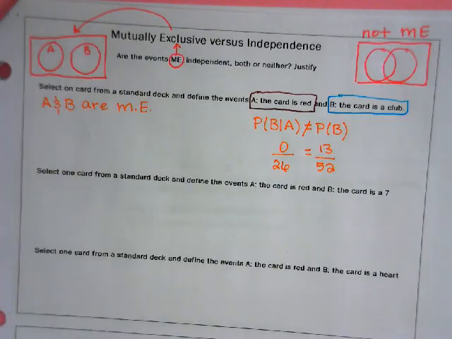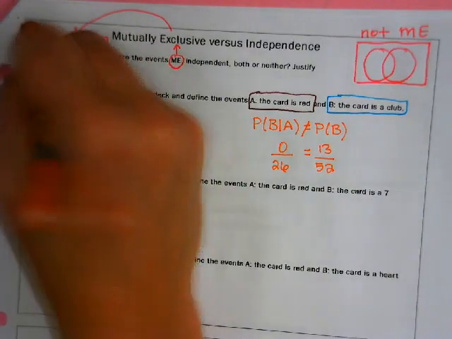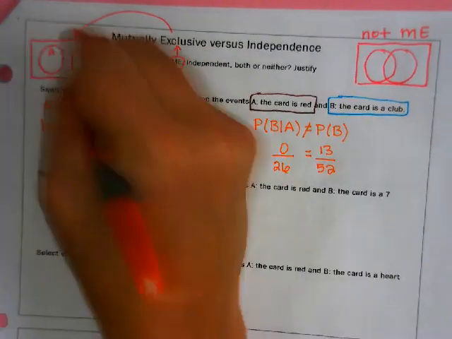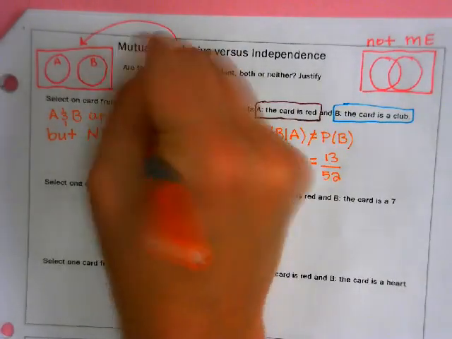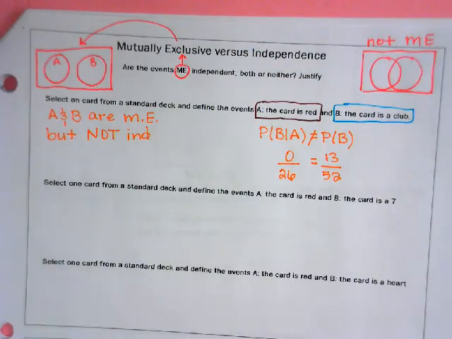How do we determine they're mutually exclusive? Mutually exclusive means they can't happen at the same time. So a red card cannot be a club, so they can't happen at the same time, so they're mutually exclusive.